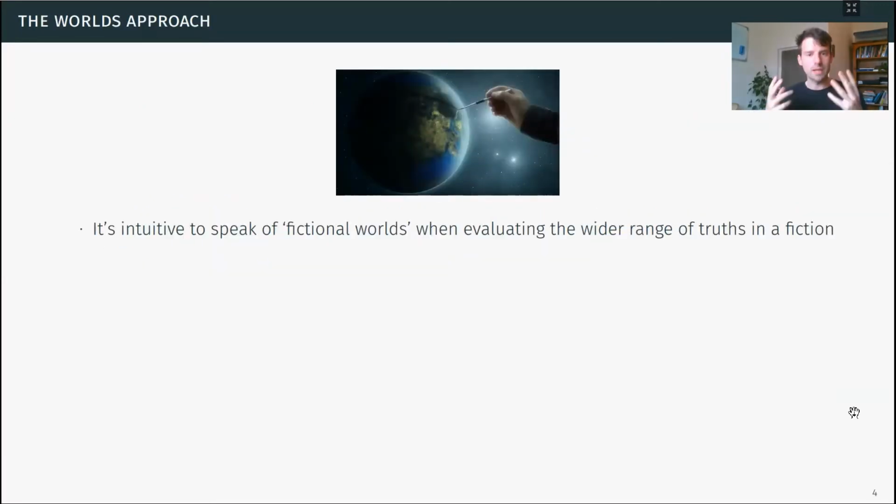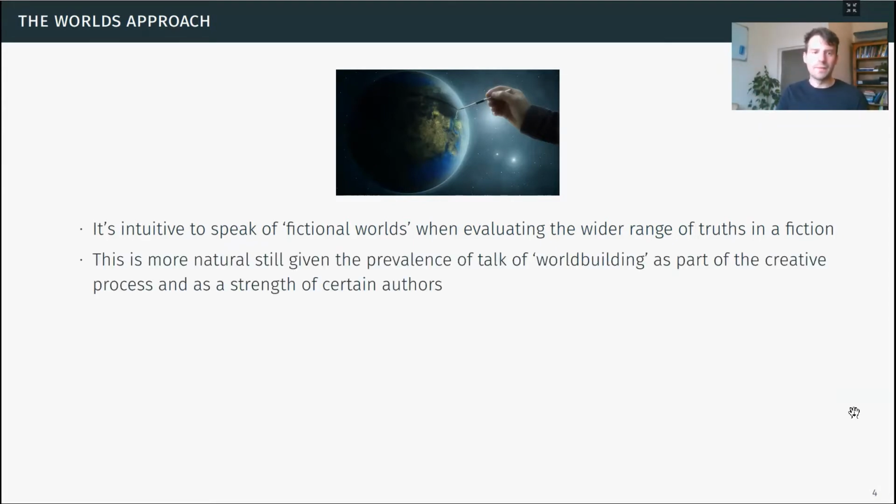Now, it's intuitive to speak of fictional worlds when we evaluate the wider range of truths in a fiction. We might talk about the world of Harry Potter. And in general, when we go beyond the story itself, the story that we are being told, there are a whole bunch of background truths, and those seem to be the truths of the world of the fiction.